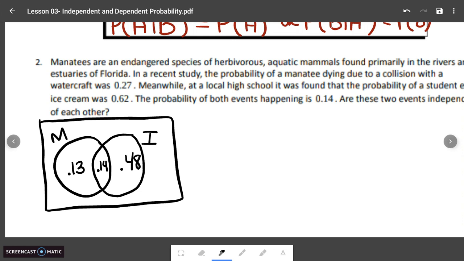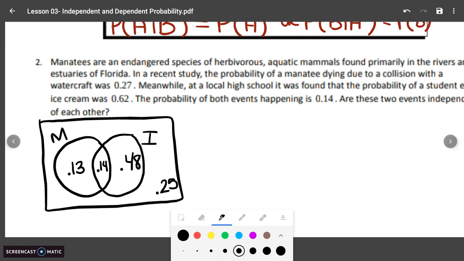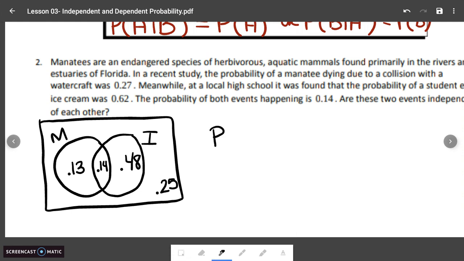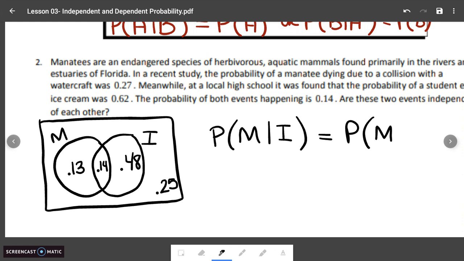And then the event of neither happening, well, I'd add those three up together, we would have 0.75. So there's a 25% chance that neither could happen. Now, let's look at this in terms of what we're dealing with now. So we would have the probability of, let's say, a manatee given a student eating ice cream. So the manatee dying if a student eats ice cream. They're independent if it's the same for the manatee to die either way.